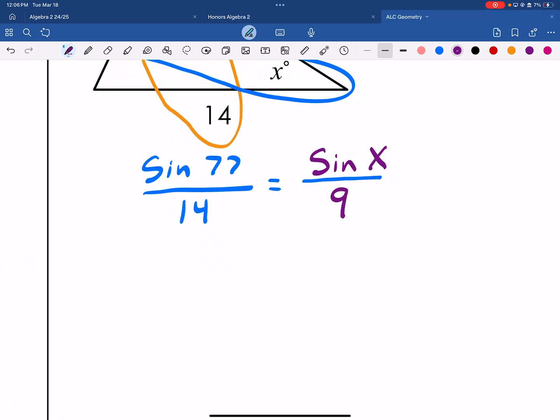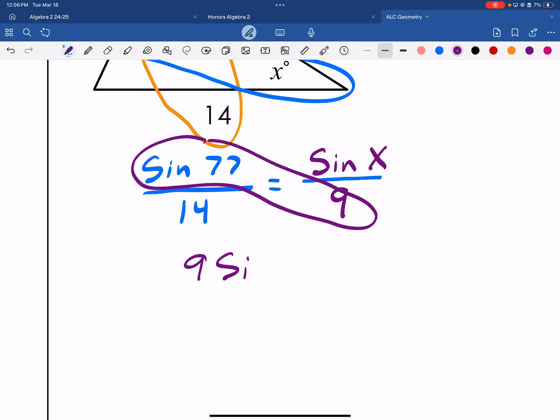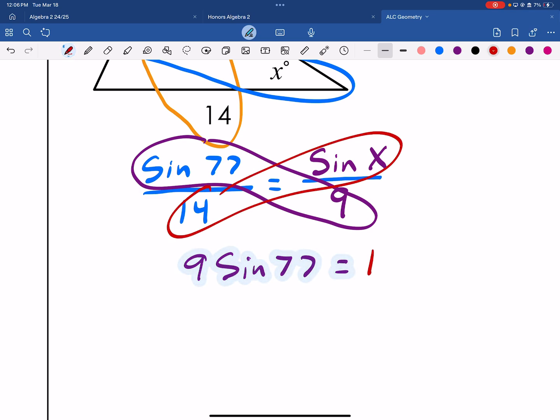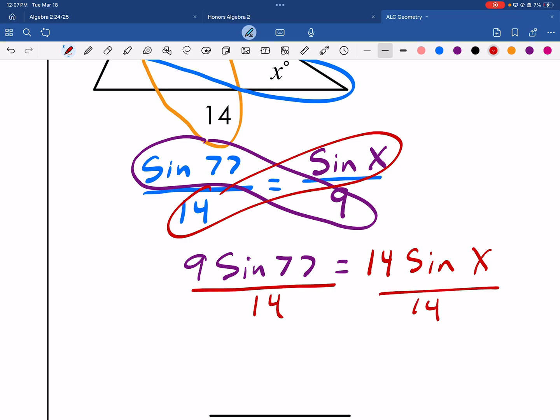Okay, now let's do the cross products. I'm going to do this top first. I'm going to go 9 times the sine of 77. That's going to equal 14 times the sine of x. What do I have to divide both sides by? 14, right? So those 14s make 1.